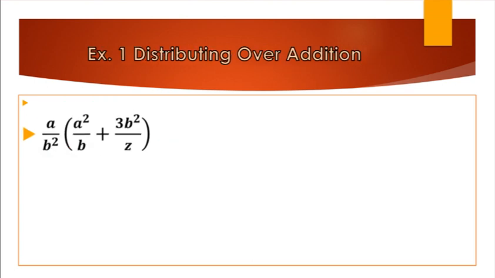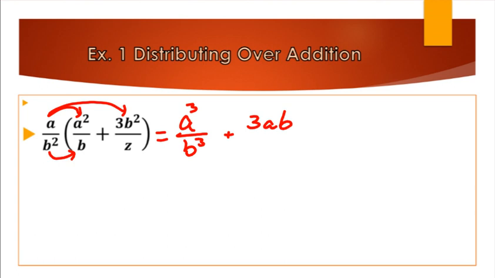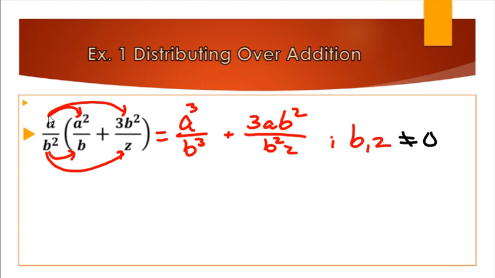Next one, a times a squared is a cubed. B squared times b is b cubed, plus we've got a times 3b squared is 3ab squared, divided by b squared times z, which would be b squared z. And b and z cannot equal 0 because they're both in the denominator.